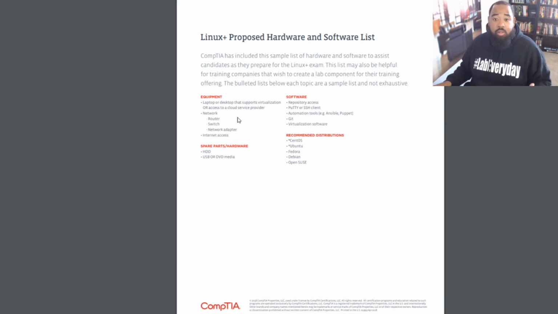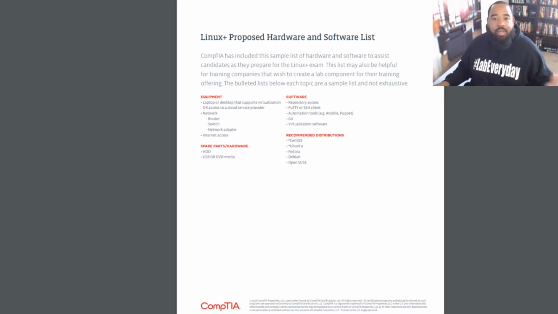Then the network: a router, switch, and network adapter. That's interesting, but if you know anything about iOS, it's actually some flavor of Linux. Again, you need internet access. Spare parts, a hard drive, USB stick, that could be for mounting drives to your Linux device. So I can see why you need that. Hardware, you need repository access, so that's internet access. You need PuTTY or some type of SSH client. Automation tools like Ansible or Puppet, Git, and virtualization software. So that could be like VMware Player or VirtualBox from Oracle, something like that.